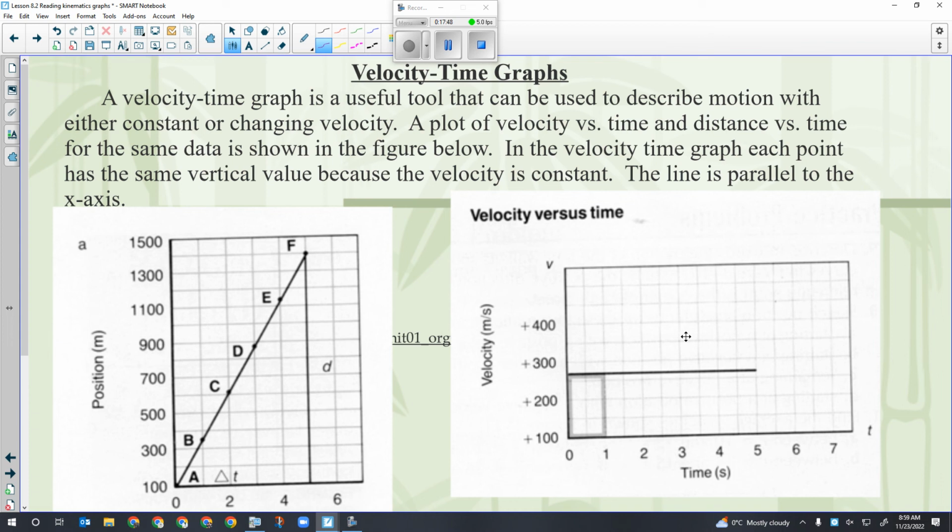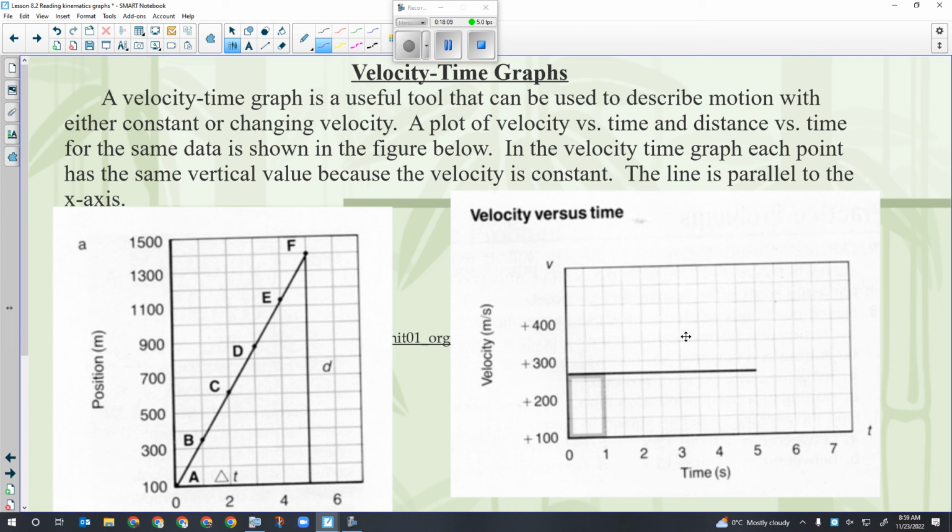From a velocity perspective, nothing is changing. The velocity is constant. Okay? From a position perspective, the velocity is constant, but the position is changing at a steady rate. Okay? So it's showing us exactly the same object. And we can prove it mathematically.